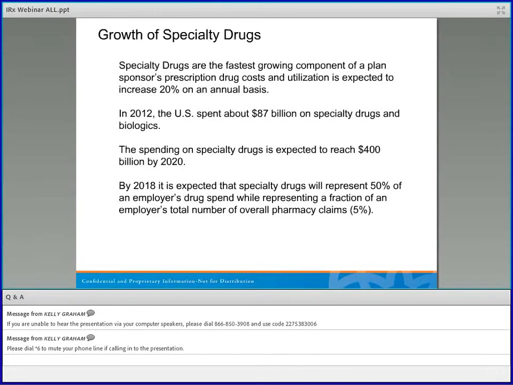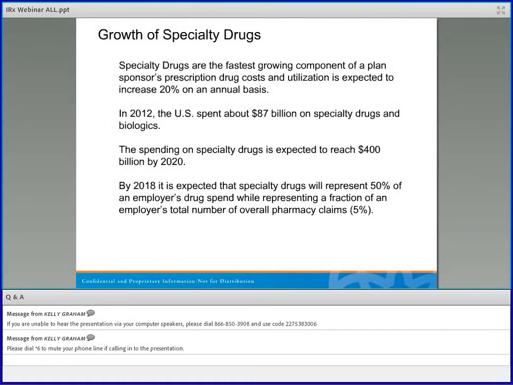To give you an idea, in 2012, the U.S. spent about $87 billion on specialty drugs and biologics, which is a lot of money. But over the next 6 years, you're looking at over $400 billion just on specialty drugs, and that is really where pharmacy is headed. In the coming years, it's going to be all about generics and all about specialty drugs and the cost of those drugs.